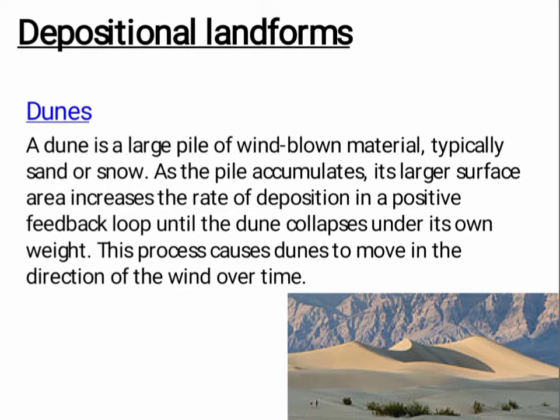Now look at the depositional landforms of wind. First is dunes. A dune is a large pile of wind-blown materials, typically sand or snow. As the pile accumulates, its larger surface area increases the rate of deposition in a positive feedback loop until the dune collapses under its own weight. This process causes dunes to move in the direction of the wind over time.